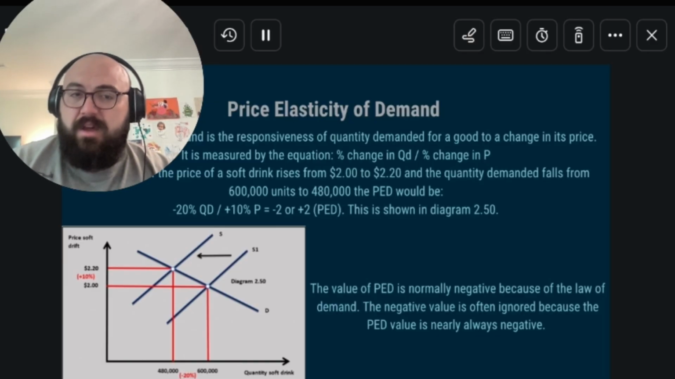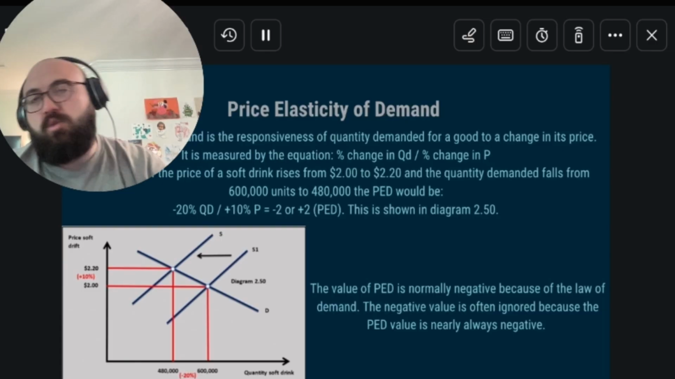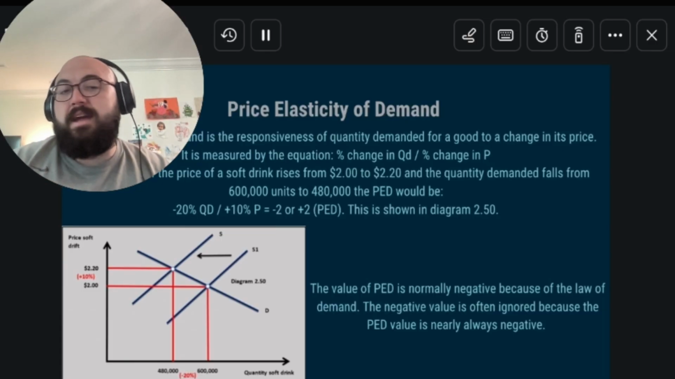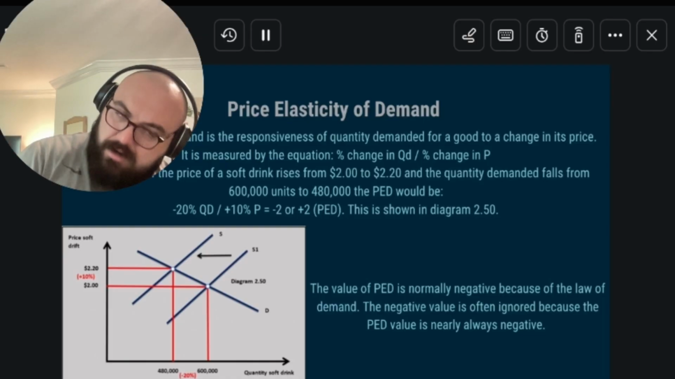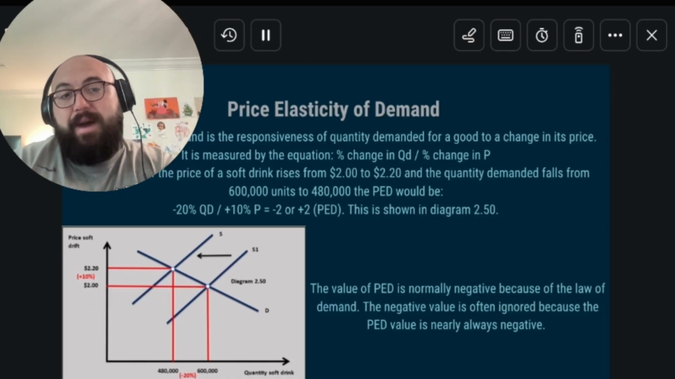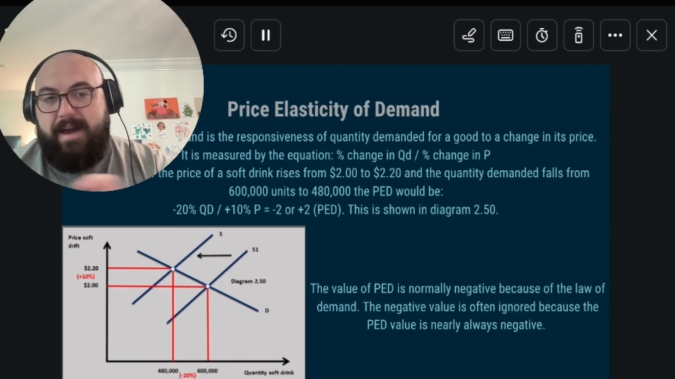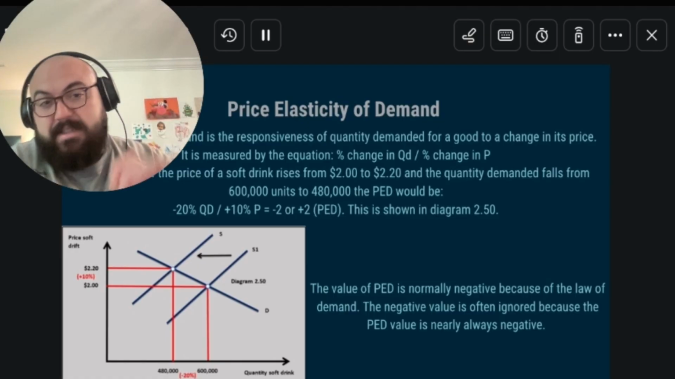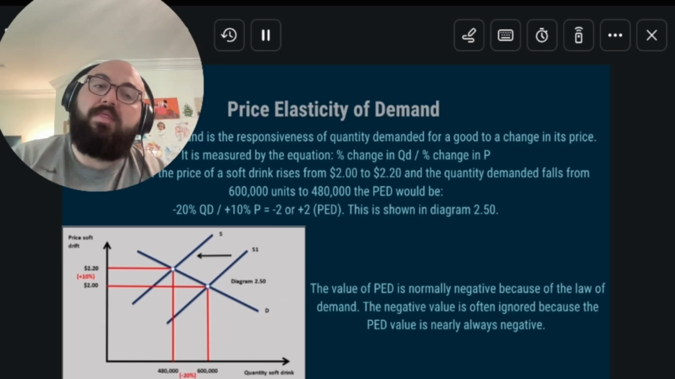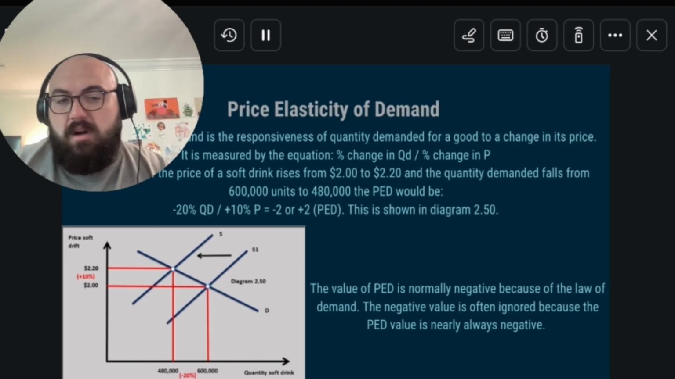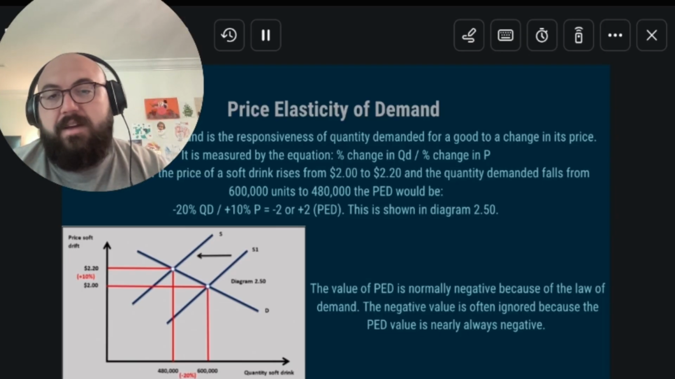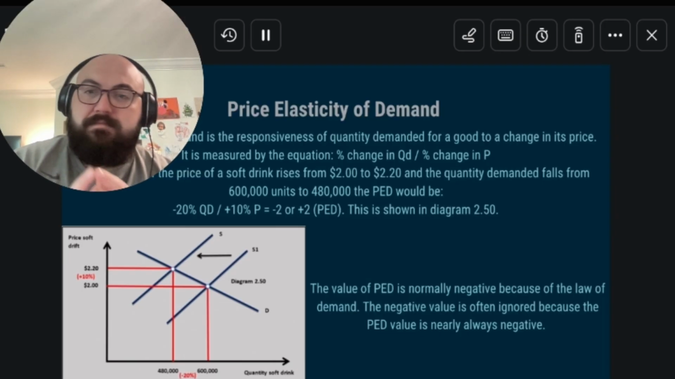For example, if a drink's price, as in the example, goes from $2 to $2.20, that could lead to a demand drop from 600,000 to 480,000. All right, the PED would be -2. Obviously, we're going to get rid of that negative sign, right? But this means consumers are indeed sensitive to price changes, and the negative sign, like I said before, is disregarded since demand typically slopes downward anyway. So, price elasticity of demand.